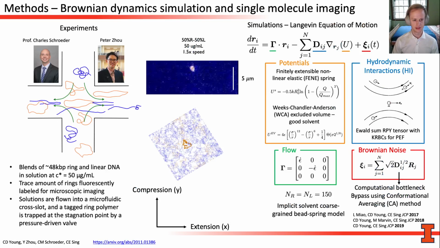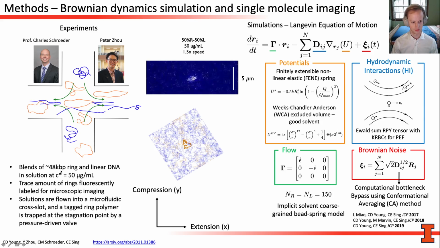This is just some more details of the experimental and simulation methodology. On the left, I have the experiments and also a movie here that Peter's taken. So the general scheme here is that he flows in a semi-dilute solution blend of ring and linear polymers into a cross-slot microfluidic device, which induces an extensional flow upon the polymers that stretches them here along the x-axis.